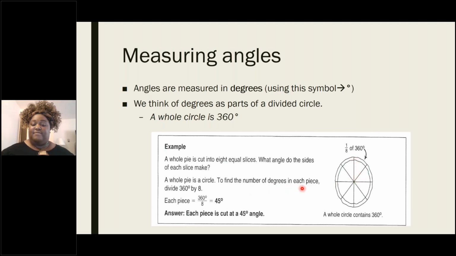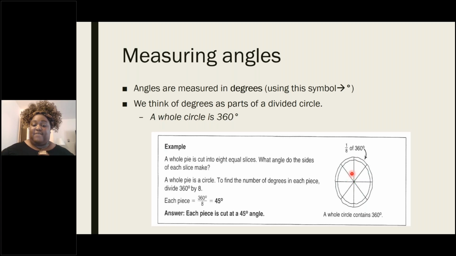So to find the number of degrees in each piece, remembering that a whole circle is 360 degrees, I can take that 360 and divide it by the number of slices I have, which in this case is 8. So 360 divided by 8 gives me 45. That's telling me that each of these 8 pieces is cut at a 45-degree angle.